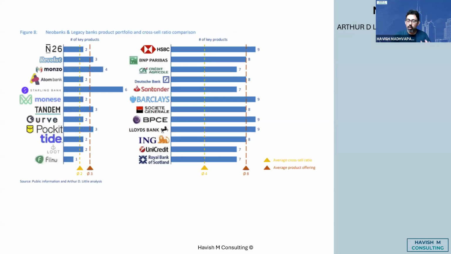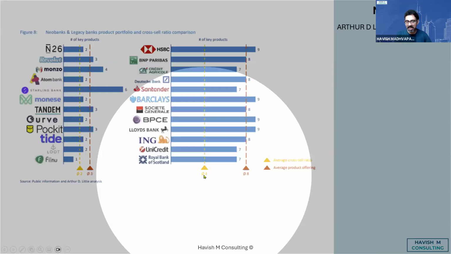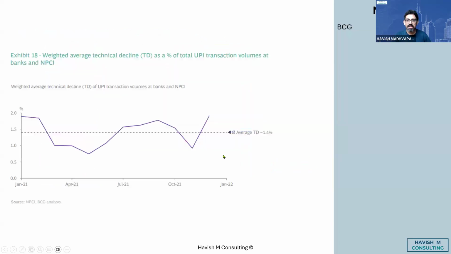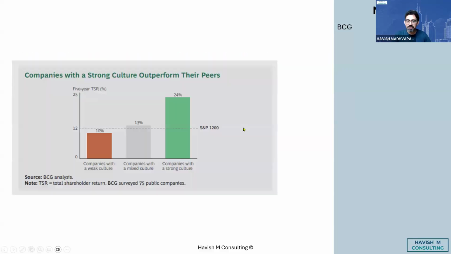This is by one of the oldest management consulting firms in the world called Arthur D. Little. Now, in this, there are two vertical lines. After all, this is a bar chart. So the yellow one tells us the average cross-sell ratio, and the red one tells us the average product offering. This is a very simple line chart by BCG. Again, the average is shown on the y-axis.